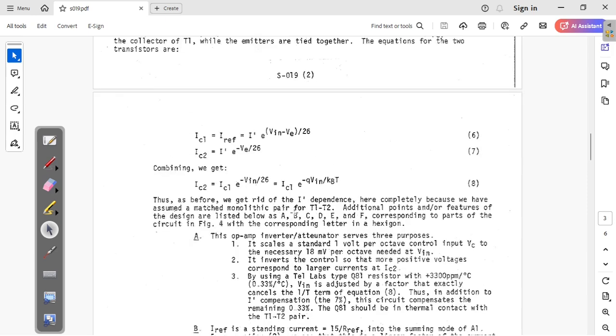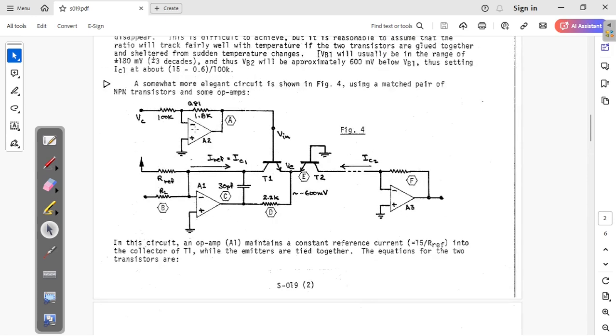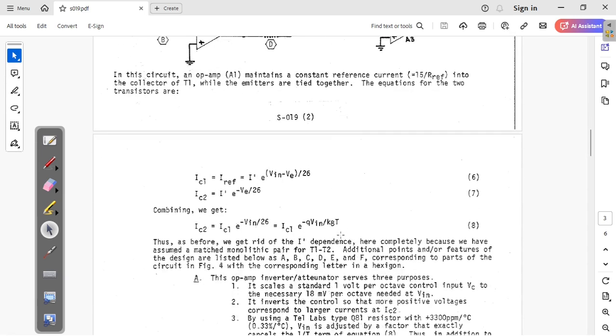Okay, what's important on that first op-amp is that it is changing the sign of the control voltage, so it becomes negative. Why do you want to do that? Because of this: IC2 is equal to IC1 times exponential, and you have the minus sign here. So if V in is negative, then you are on the positive side of the exponential curve. That's what you want. That's when you get the exponential behavior.